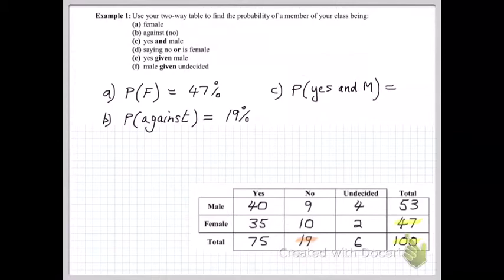C, the probability of someone saying yes and being male. So we need to look at this a little bit more carefully. You'll realise that this is a point of intersection. There are 40 people who are male and said yes, so the probability is 40%.